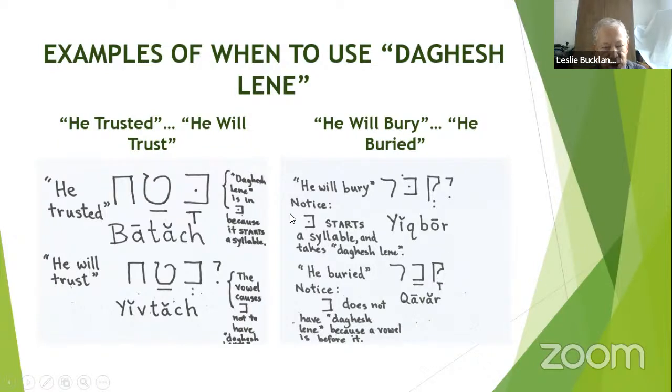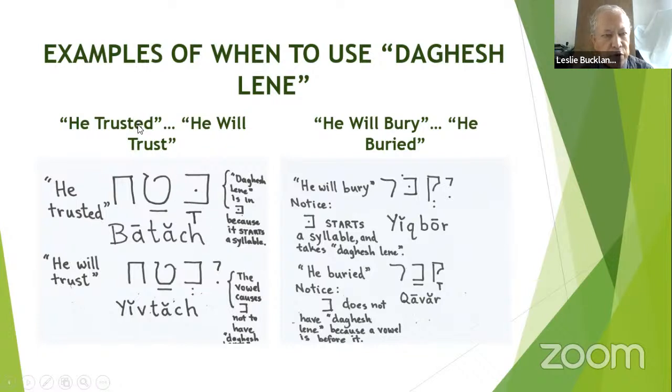The two conditions for a consonant to take dagesh lene are, 1, it must begin a syllable, either in the beginning of a word or in the middle of a word. Condition number 2, there must not be any vowel before it. And if there is, the dagesh lene is not going to be in there. So Vaith does not have dagesh lene because a vowel, kamets, is before it. Let me go over that another time.